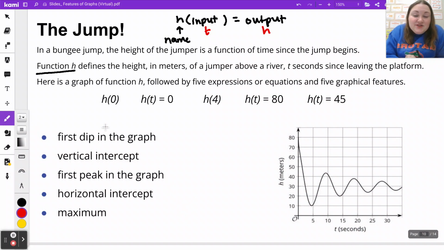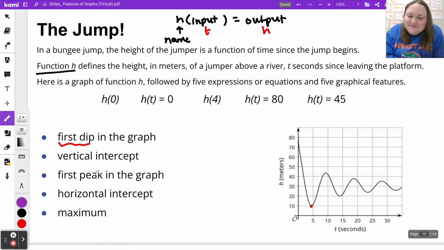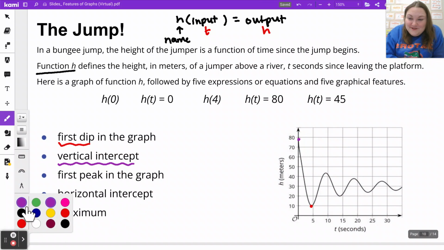I'm going to go ahead and start by matching these 5 features to different points on our graph. The first one, the first dip in the graph, that means they're talking about that first low point. Since we see the line going up and down, that first dip is going to be right here. And I'm going to keep going through them and color code them all. Our vertical intercept, remember vertical intercept we said is the same thing as your y-intercept, is going to be this point right here. And there's another one that's the same as the vertical intercept.